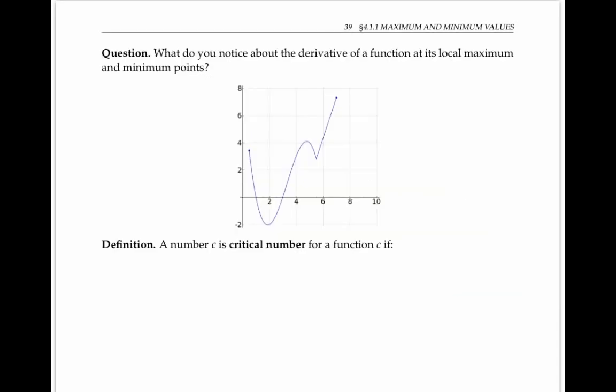Here I've drawn the graph of a function. What do you notice about the derivative of this function at its local maximum and minimum points? Please pause the video and think about it.